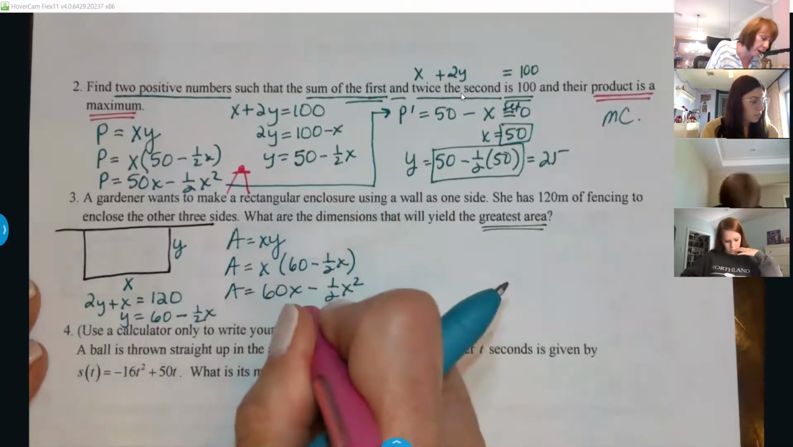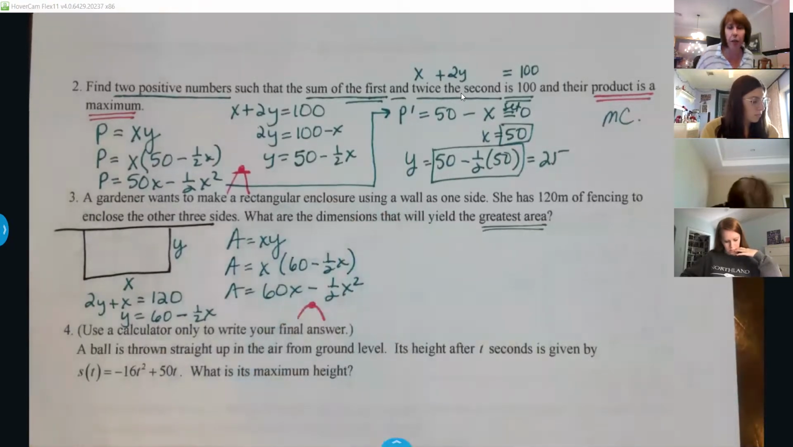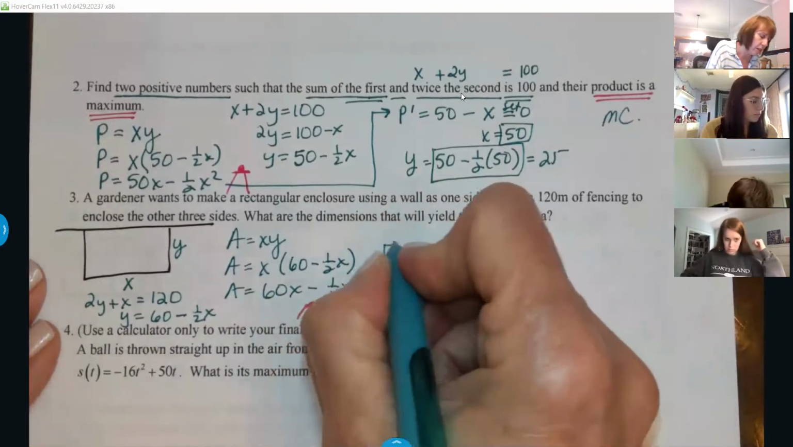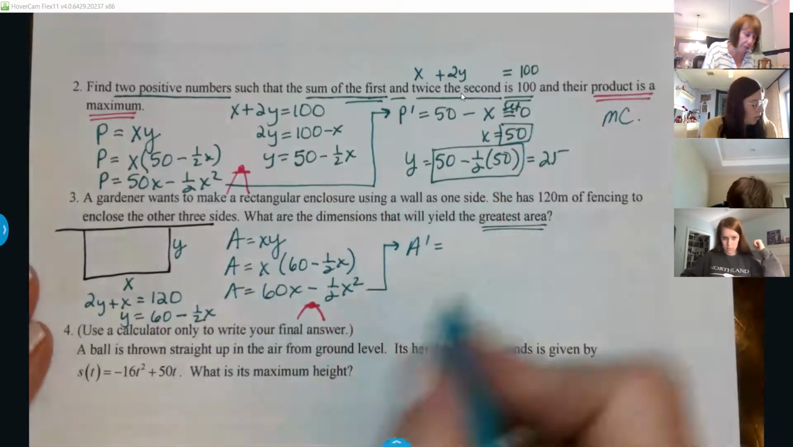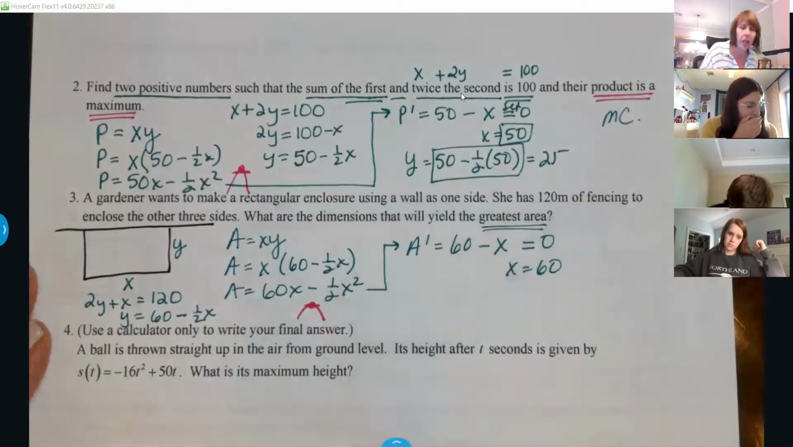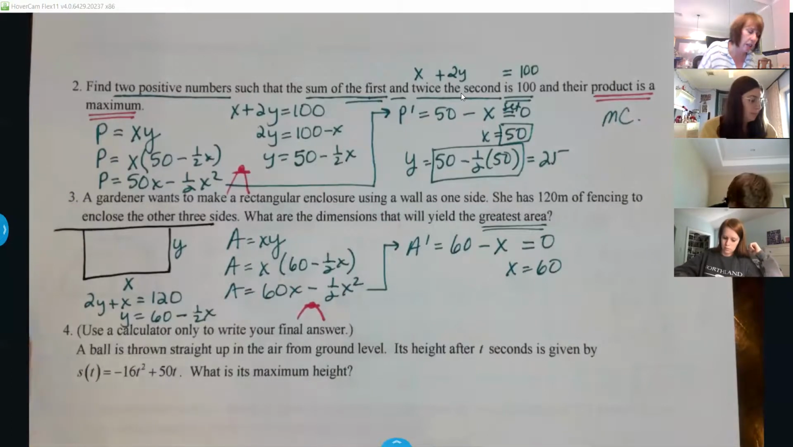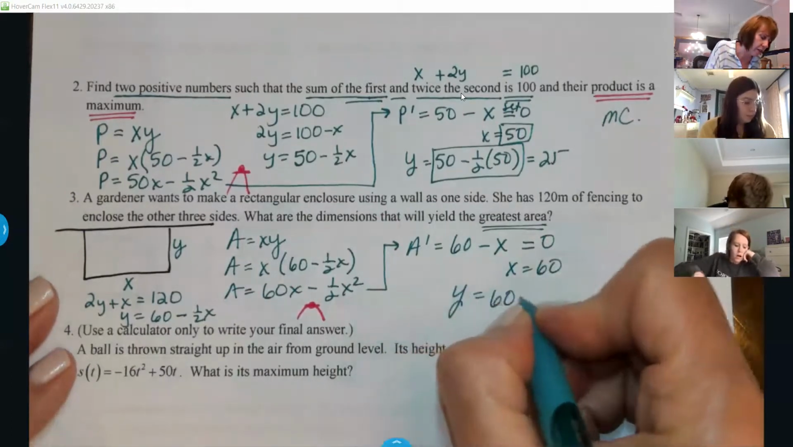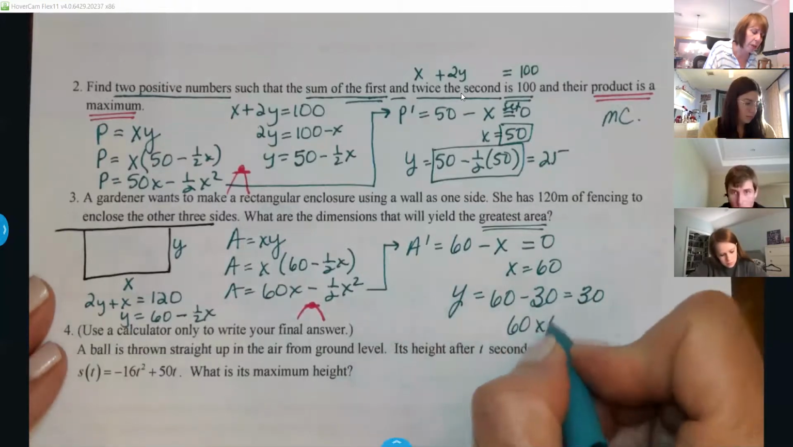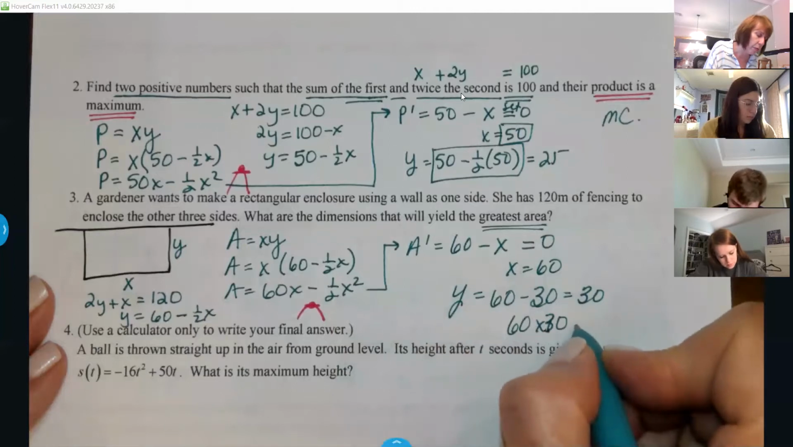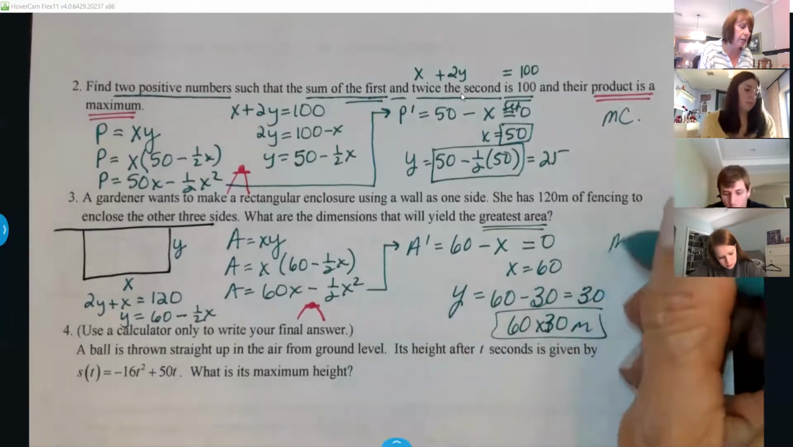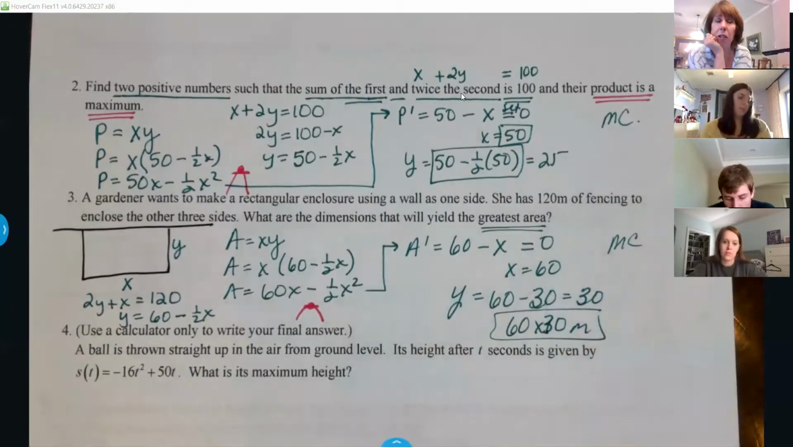There's our upside down parabola again, which has its maximum when the slope is 0. So take the derivative, set it equal to 0. Easy to solve for X. And then we get the Y value. So our dimensions will be 60 by 30 meters. So those are nice kind of quick little multiple choice questions.